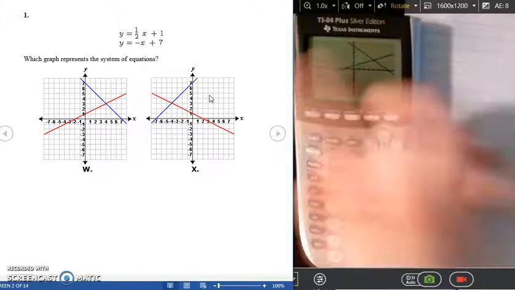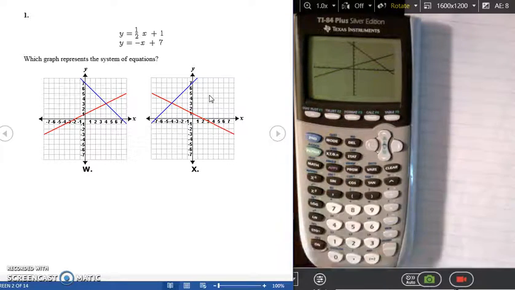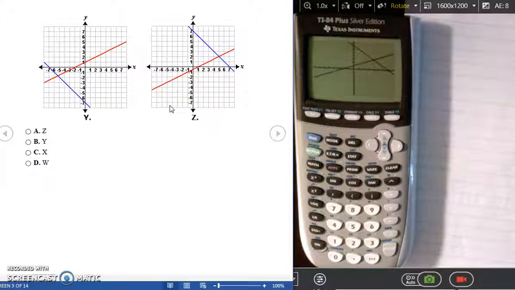So I'm looking for an answer that looks like my screen over here. They're intersecting in the first quadrant. So let's see how many answers we have intersecting in the first quadrant. W is intersecting in the first quadrant, but X is intersecting in the second quadrant, so it can't be X. Y is intersecting in the third quadrant, so it can't be Y. Z is intersecting in the first quadrant also, so it could be W or Z.